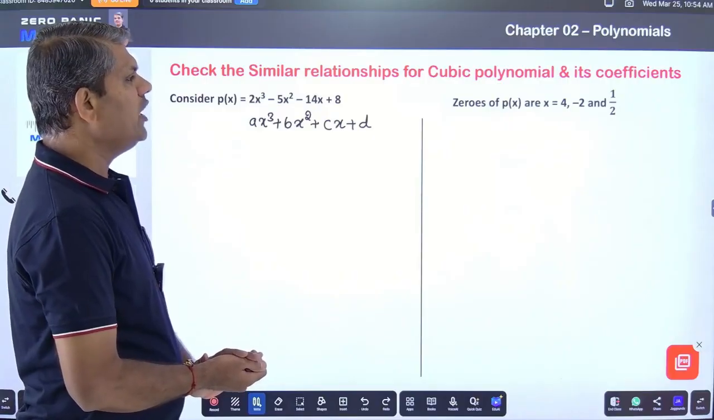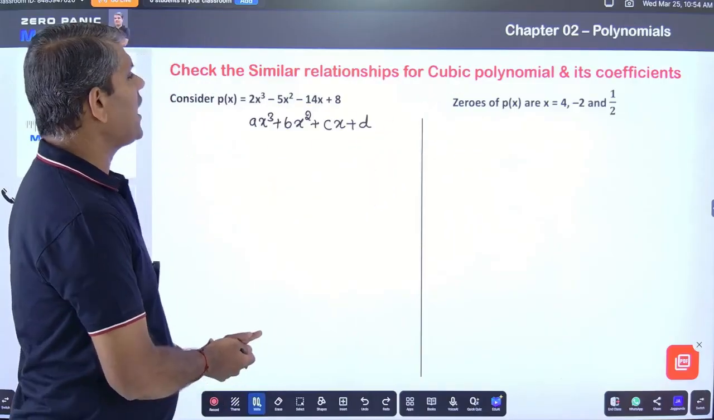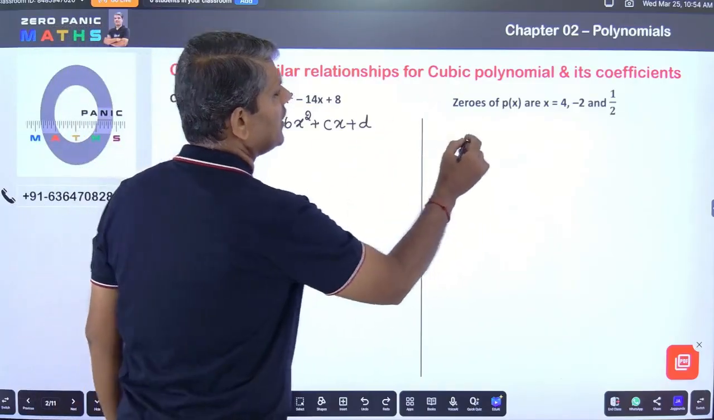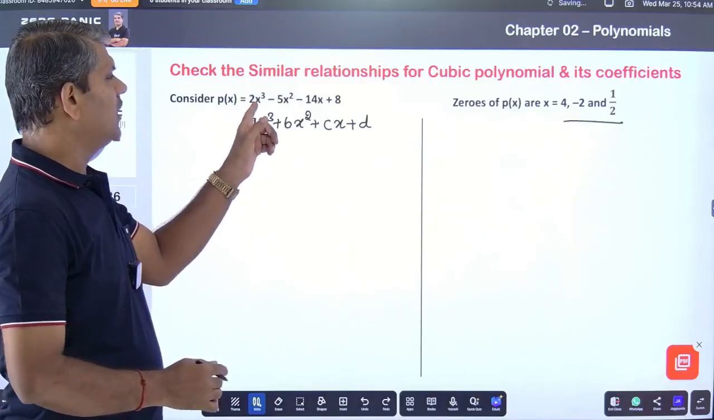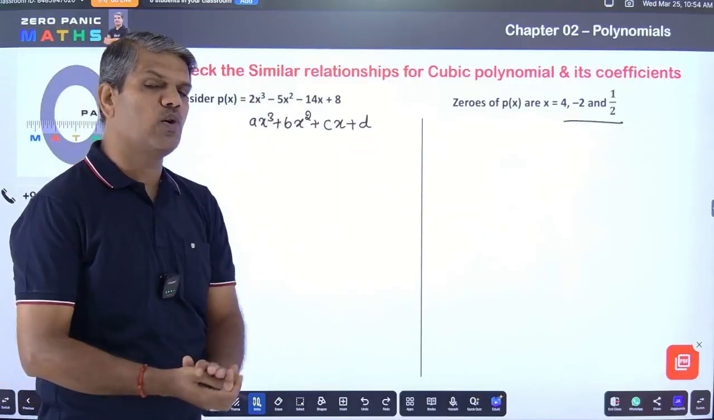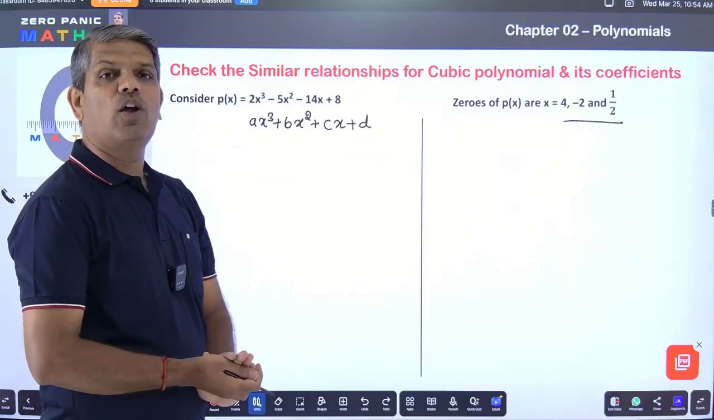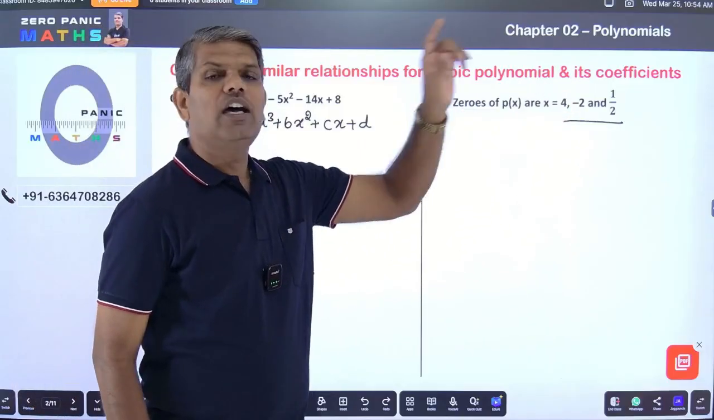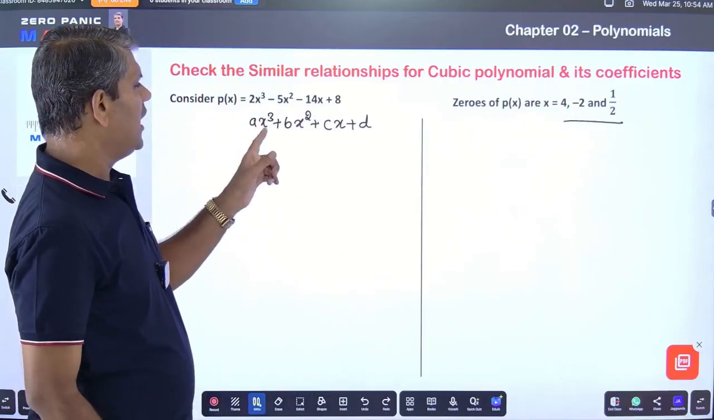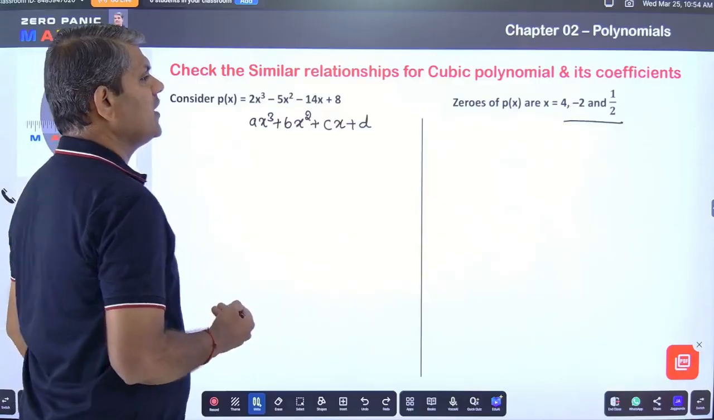We need to see whether the given zeros, here we are actually given the zeros directly. We are not going to resolve this cubic polynomial to get those zeros. We are already given the zeros. We need to just find out the relationship between those given zeros and the coefficients a, b, c and d. Okay, let us start that.